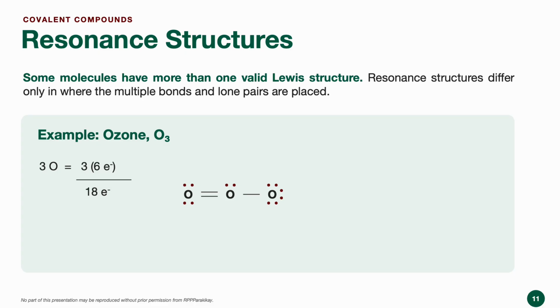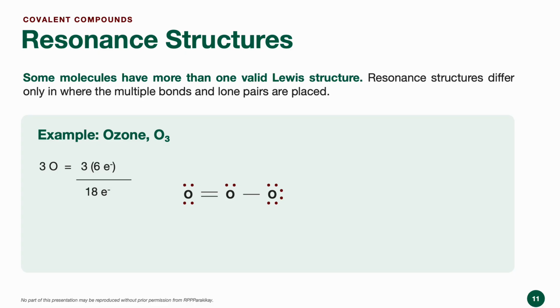For the double bonded terminal oxygen, you have 2 lone pairs and 1 double bond. So we have 8 surrounding it. And for the single bonded terminal oxygen, we have 3 lone pairs and a single bond. So the octet rule is also followed. And since all 18 electrons are placed and every atom has a complete octet, this is our structure for O3.